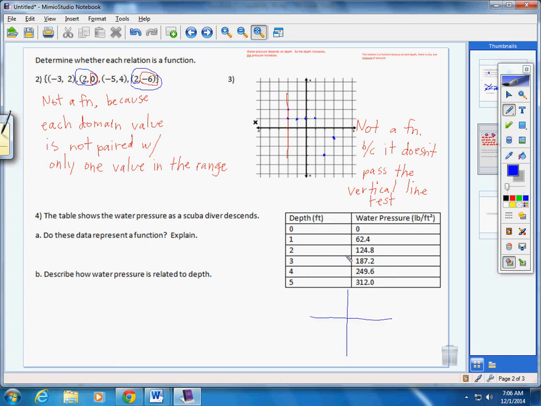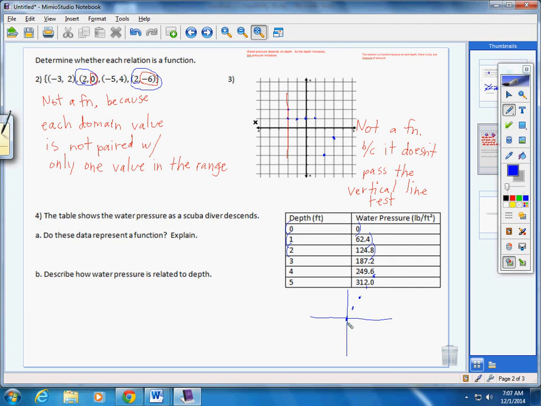So I'm going to guess. We're going to say 0, 0 is a point, and 1, 62.4 is somewhere like right there, and then 2, 124.8, and then 3, 187.2, and you could graph all these points. I turned each of these into ordered pairs, I hope you realize what I did there. I said 1, 62.4 is an ordered pair, and 2, 124.8.